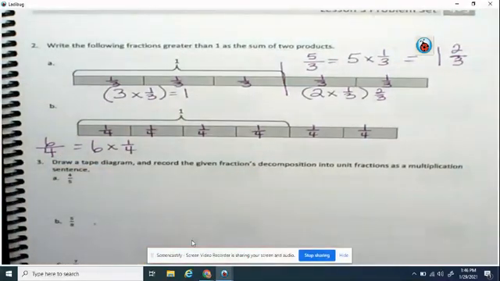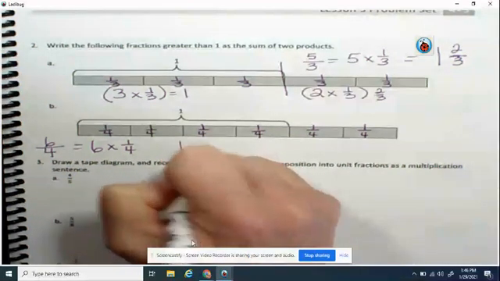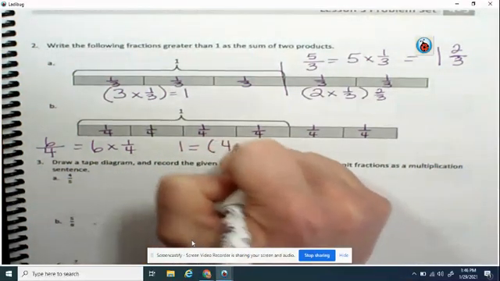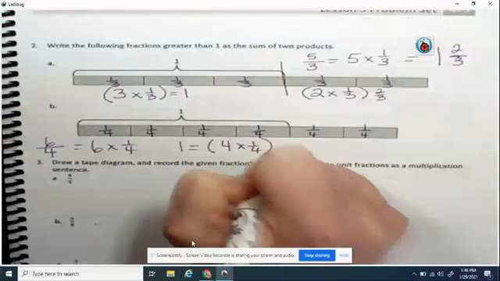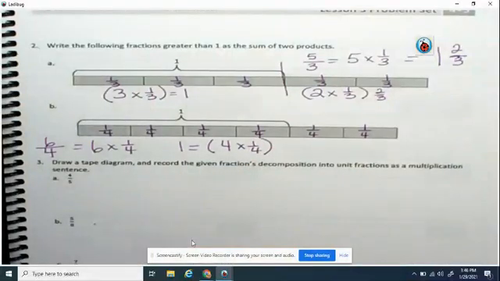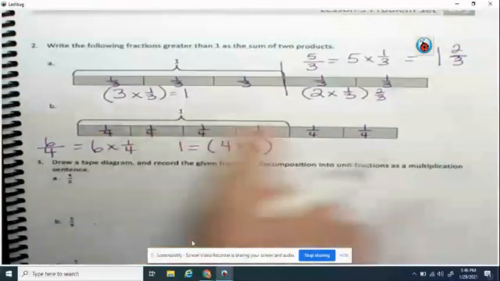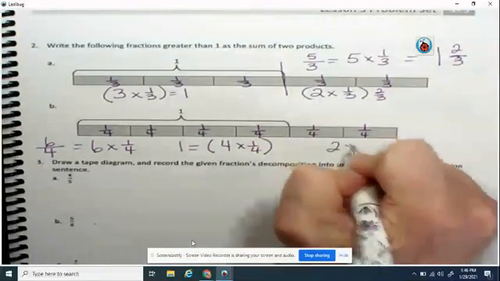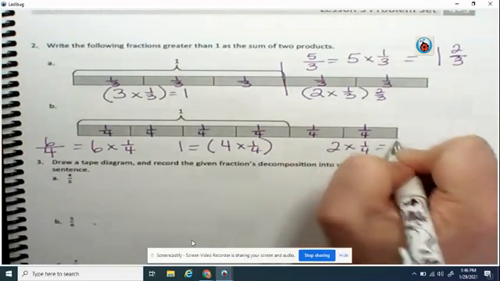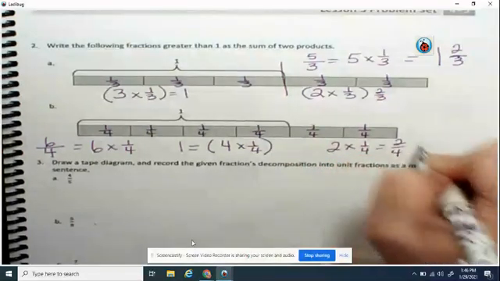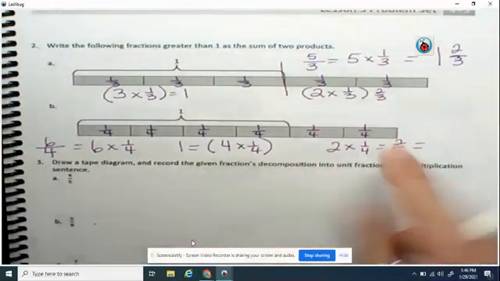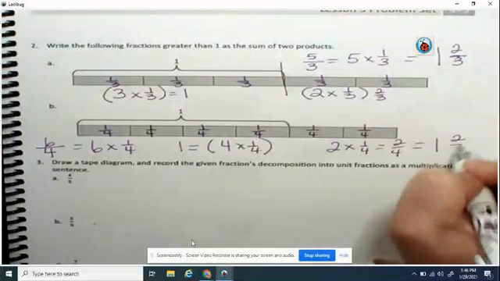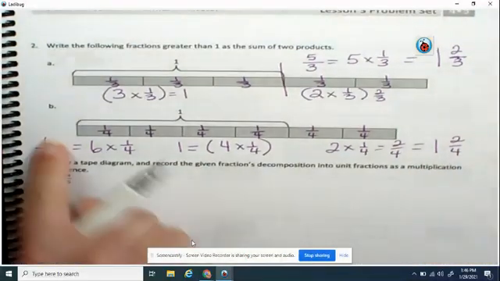Or if we separate it into the whole and then the part, to make my 1 whole, I've got 4 times 1/4. That's my 1 whole because 4 times 1/4 is 4 fourths. 1, 2, 3, 4, 1/4. And then for this part over here, I've got 2 times 1/4, which equals 2 fourths. So this is equal to 1 whole and 2 fourths. 1 whole and 2 fourths. Also known as 6 fourths.